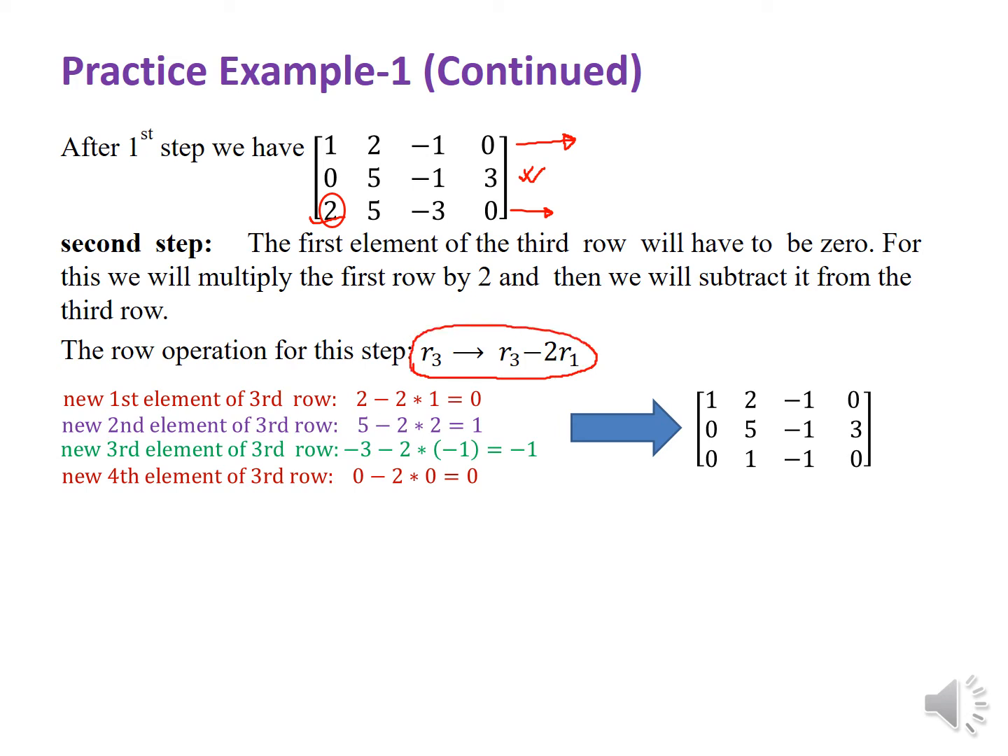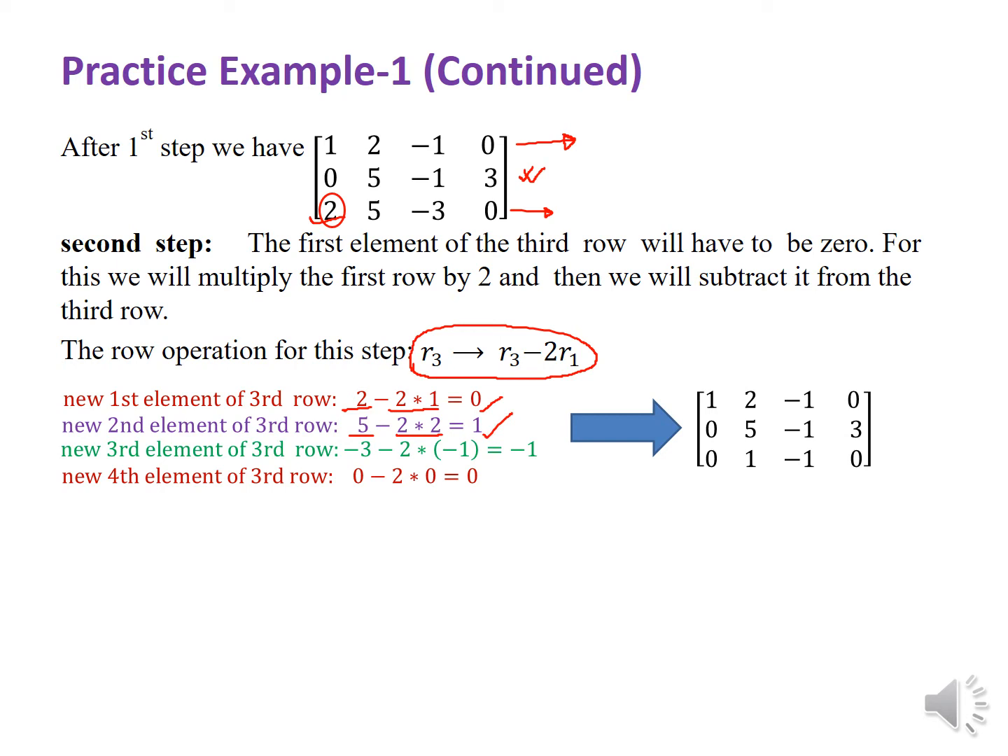So the first element of third row will be the first element of third row, that means 2, minus 2 into the first element of first row, that means 1. So 2 minus 2, we will get 0. The new second element of third row will be the second element of third row, that means 5, minus 2 into the second element of first row, that means 2 into 2. So we will get 5 minus 4, that means we will get 1.